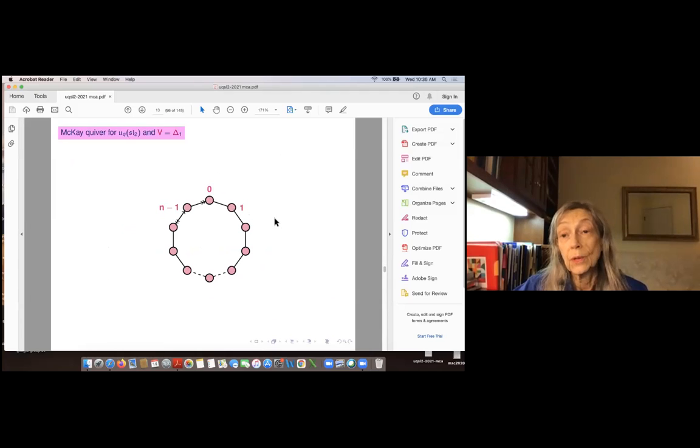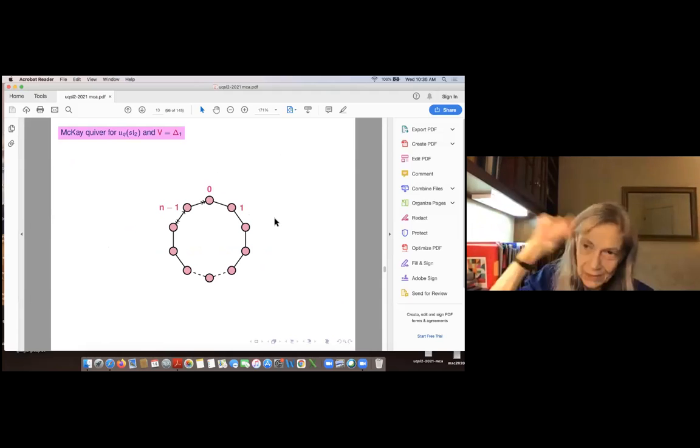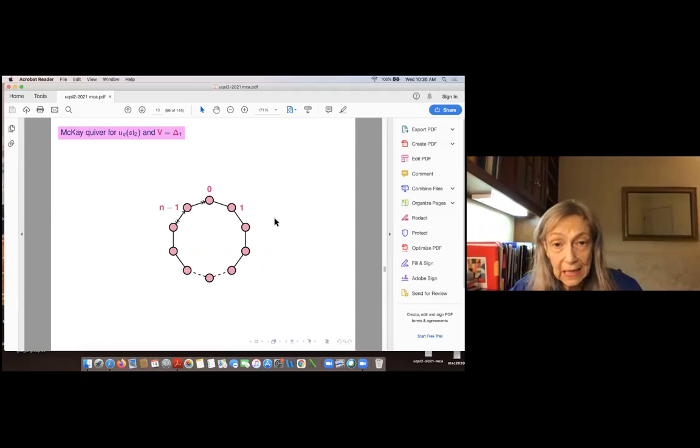This is the quiver. So we went from a straight line in the group case to this circular thing in the root of unity case. You can see that when you tensor n minus 1, you get 2 copies of 0 and 2 copies of n minus 2.